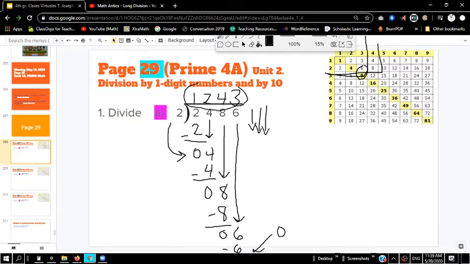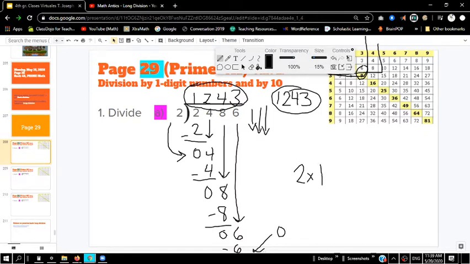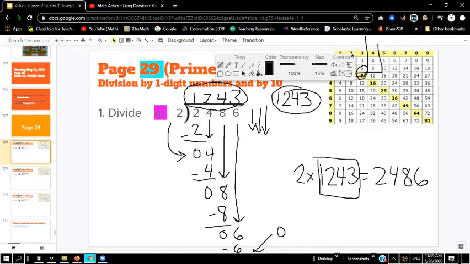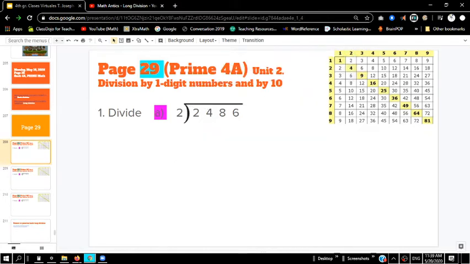My final answer is 1,243. I also know that if I check that, 2 times 1,243 will give me my answer, which is 2,486. There we go. There's my first answer for my division problem on page 29. Let's do the next problem together.